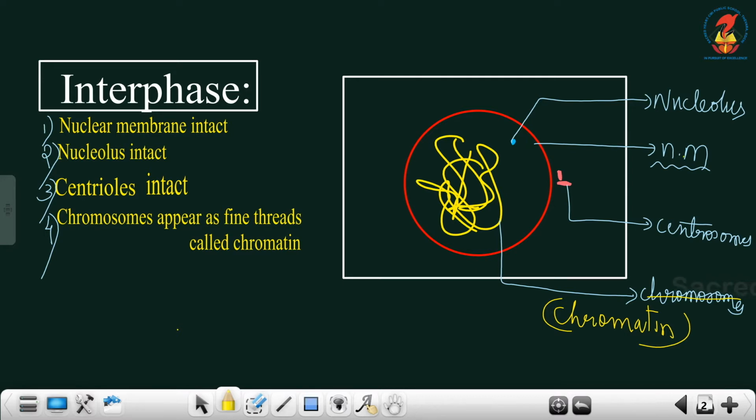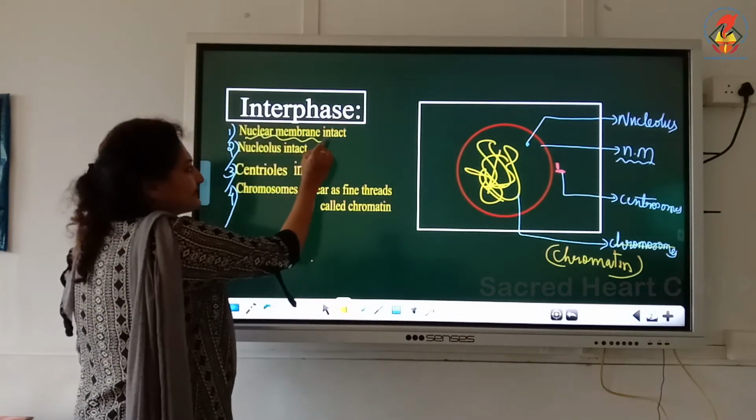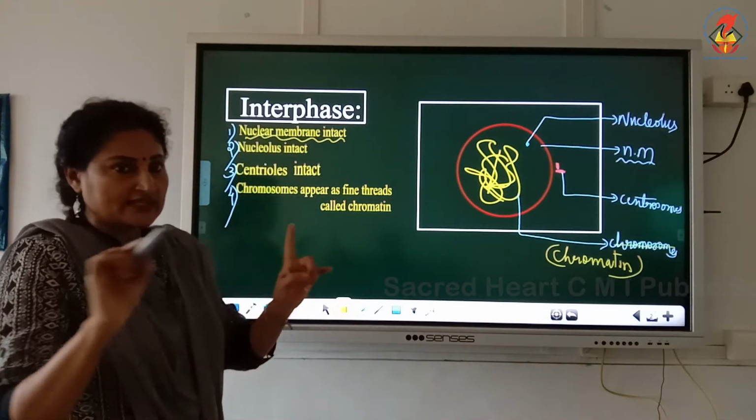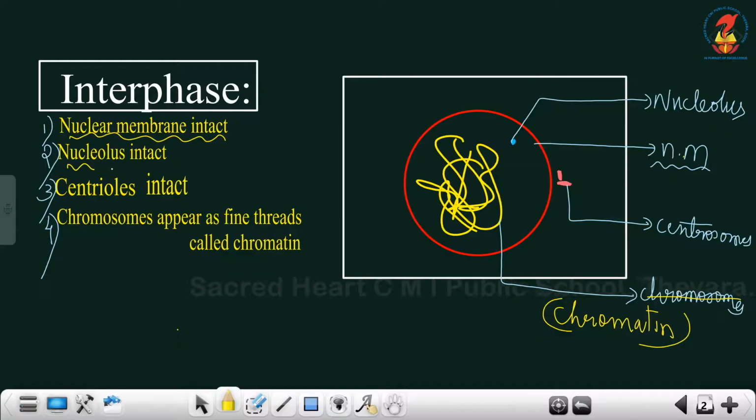So, recap of interphase. The nuclear membrane is intact. So, you are drawing a circle which I have indicated with red. The nucleolus is intact. I have given it with a blue dot inside the nucleus anywhere. Centrioles are intact.